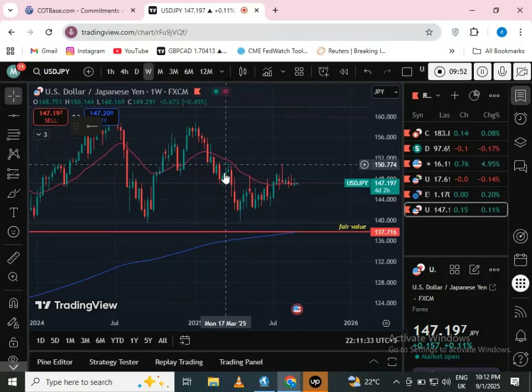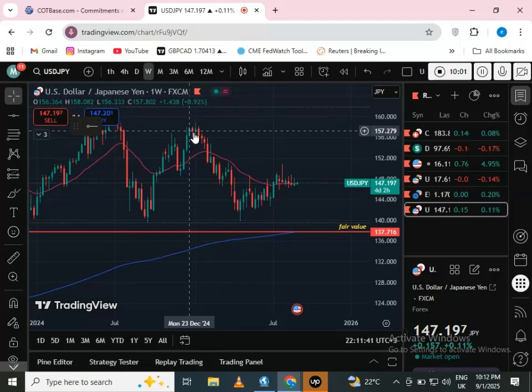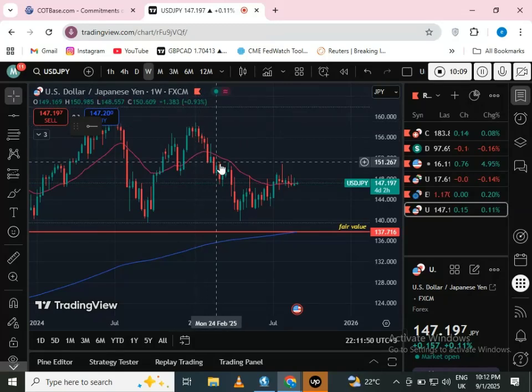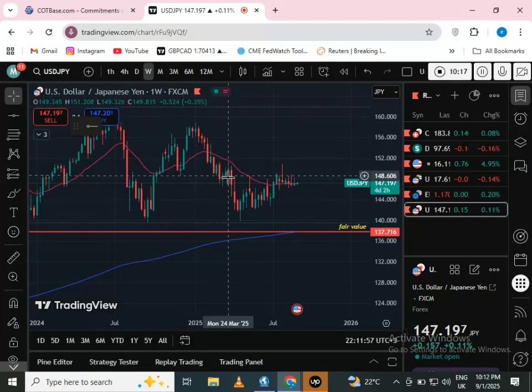As you can see, this is the USD JPY since the beginning of 2025, around here. So what will it mean to the market? There will be a lot of selling on this pair. You can see this is the short. That's why, since the opening of 2025, they've been selling this pair.